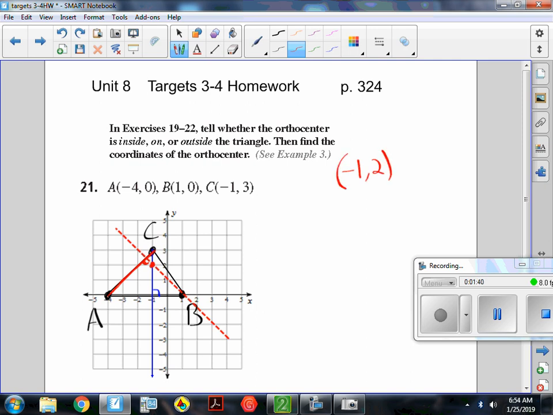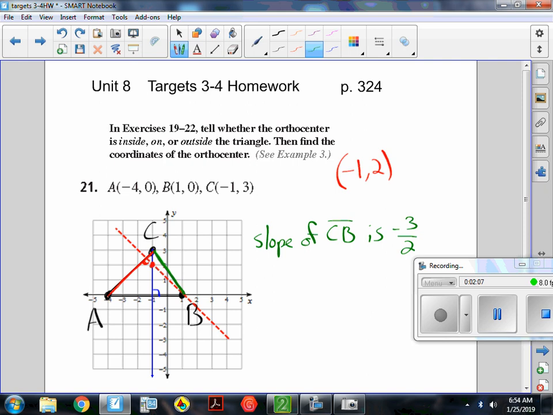Again, the process is to find the slope of the line across from the vertex you're using. So for example, the slope of BC, or CB, doesn't matter, is -3 over 2. Okay, that's going to be highlighted in green.